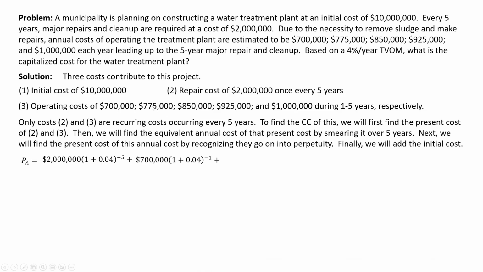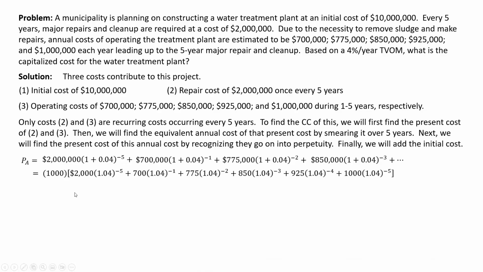And then, would you agree? We need to do the same thing with t equals 2. This 775 times 1 plus 0.04 to the negative 2. Plus 850, but that needs to go back by 3 years, plus dot dot dot, plus this fourth one and this fifth one and all of that. I simply did that because I recognized that I can factor out 1,000 from every one of them. So I did that, and then I don't need to write such big long numbers. That's the whole idea.